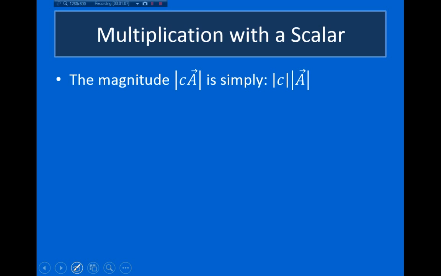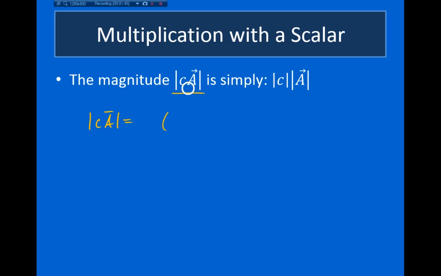Now there are two important things to know about multiplication by a scalar. The first is that the magnitude of the new vector is just going to be equal to the absolute value of c, the scalar that you multiplied by, times the magnitude of the vector that you started with. Okay, so let's go ahead and prove this. This is pretty straightforward. We'll just calculate the magnitude of the vector c times a. Remember, the way we calculate a magnitude is we take the x component and square it, add it to the y component squared, and then square root that whole thing.